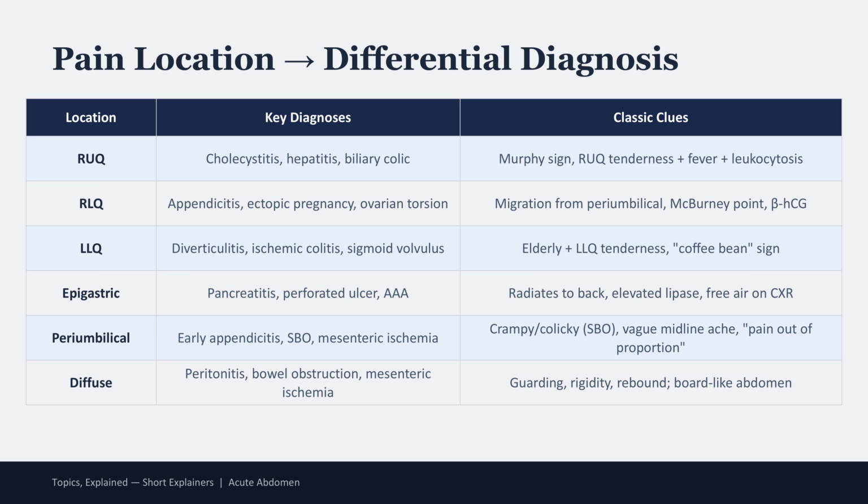Epigastric pain points to pancreatitis, perforated peptic ulcer, or abdominal aortic aneurysm. Periumbilical pain suggests early appendicitis, small bowel obstruction, or mesenteric ischemia. Diffuse pain with guarding and rigidity means peritonitis. It is your job to figure out why.